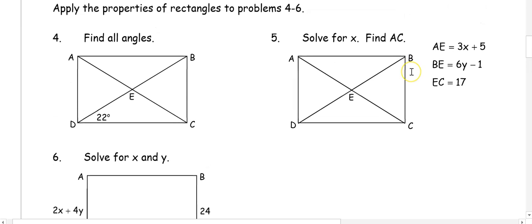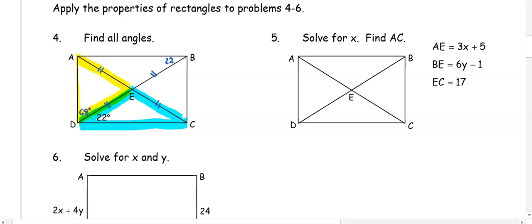So number 4, we want to find all of our angles. So if we know that this angle is 22 degrees, when I subtract from 90, I get this is 68. Now, if we use alternate interior angles, we know that this angle is going to be 22 degrees. Remember that our diagonals are bisected, so they're creating isosceles triangles. We have 2 isosceles triangles then, 2 types. We have one type with the 22-degree angle, and we have one type with the 68-degree angle.